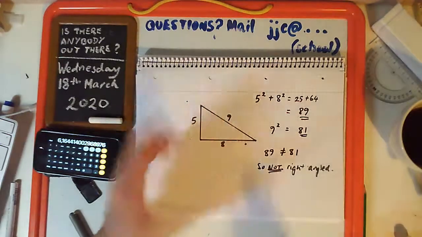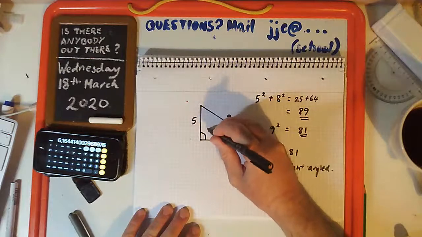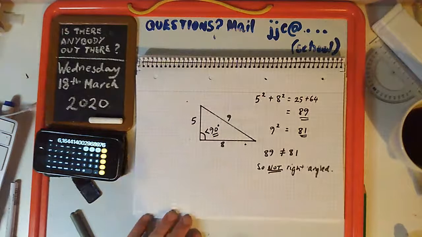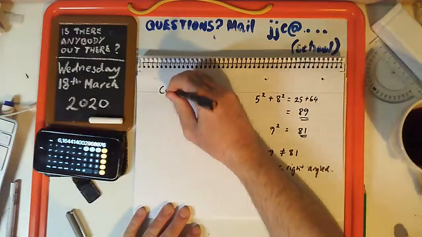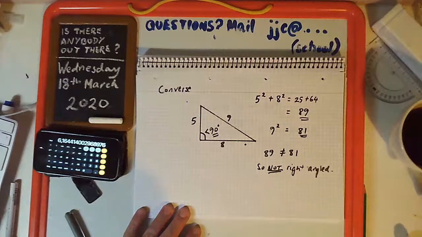So because the 9's a bit too short, that means that the angle in there is actually less than 90 degrees. So if I draw that accurately, I should see that that's less than 90 degrees. So that's called the converse of Pythagoras' theorem.